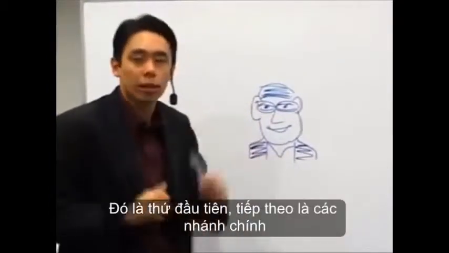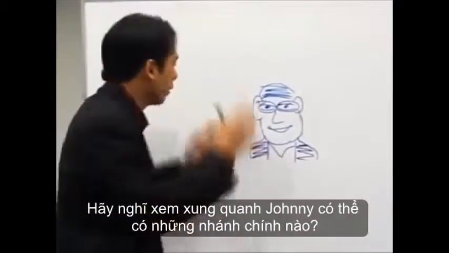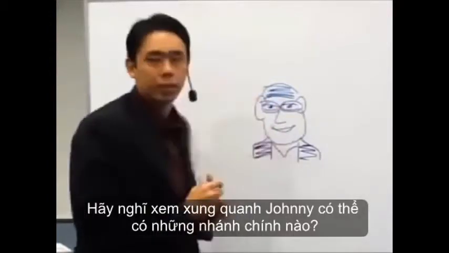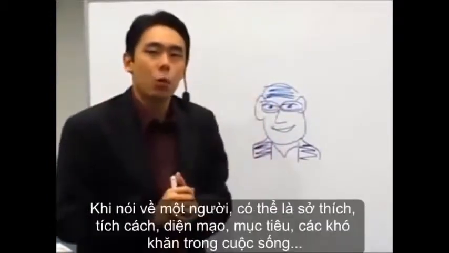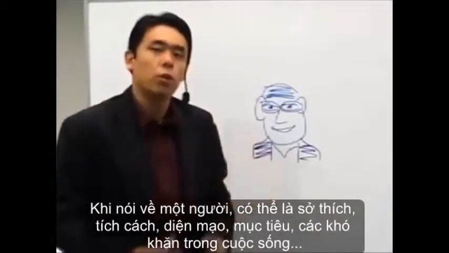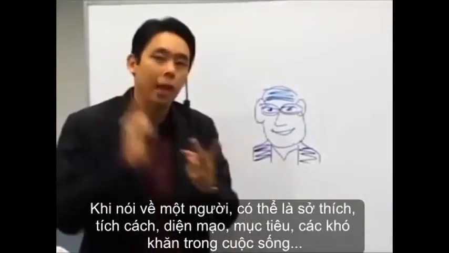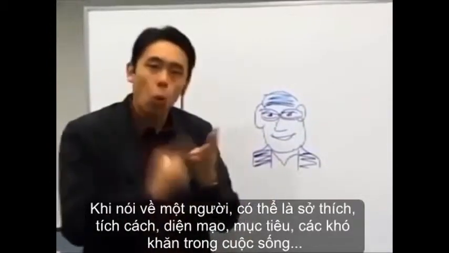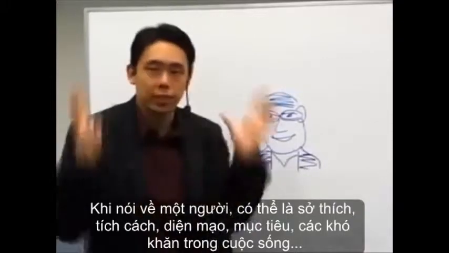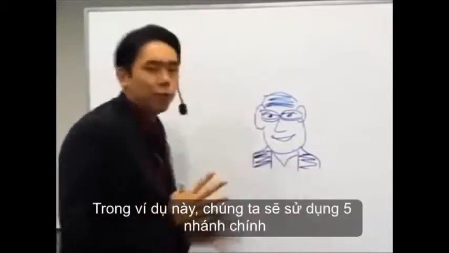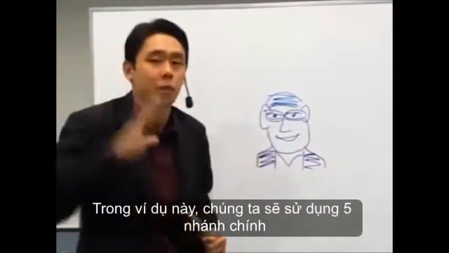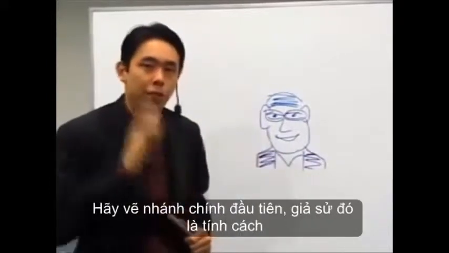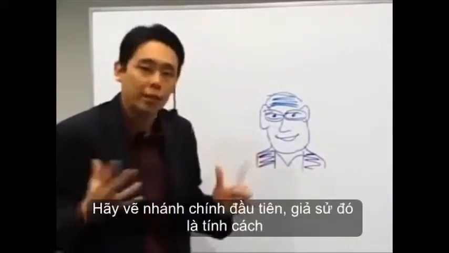The next thing is we draw the subheadings. Now again, think about it. Under Johnny, what are different subheadings which you can talk about this person? You can talk about a person's hobbies, character, appearance, goals, challenges in life, all these things. So for the purpose of this exercise, we're going to use just 5 subheadings. And we're going to add the first subheading, and let's say we talk about character.